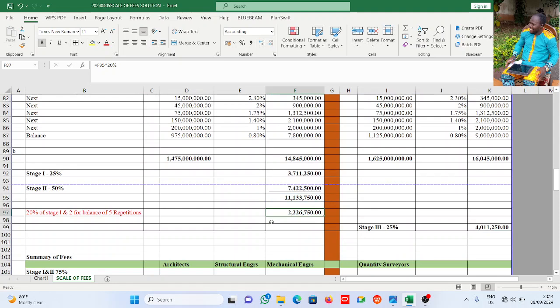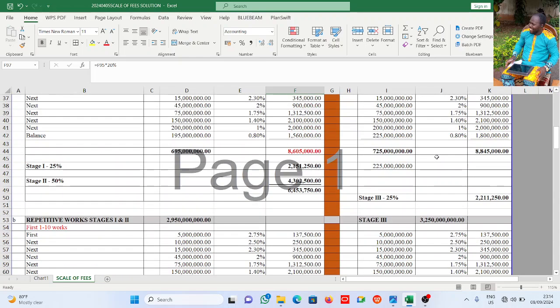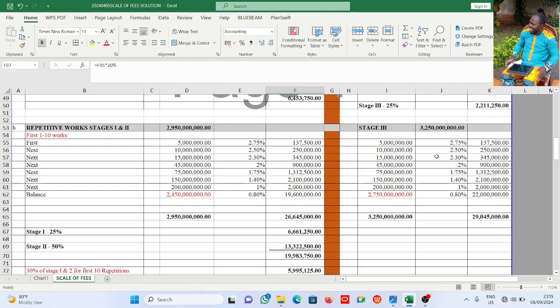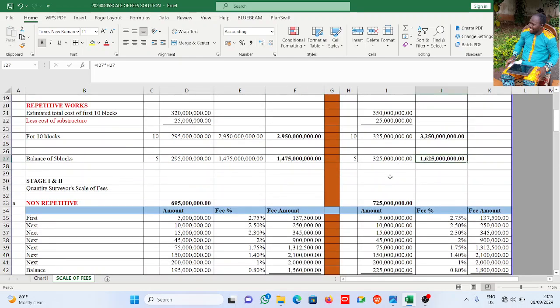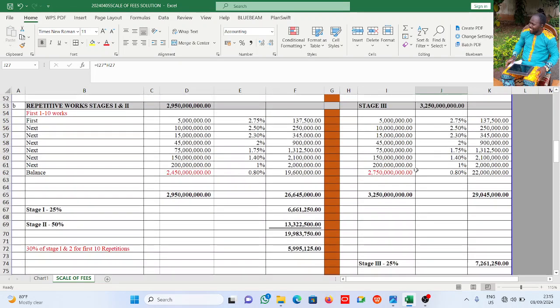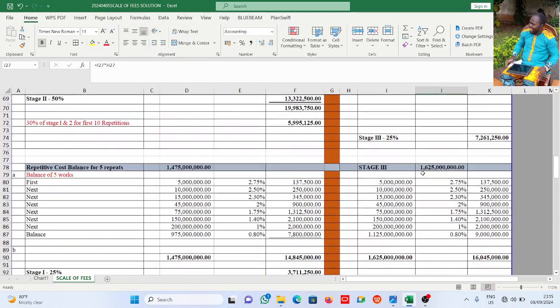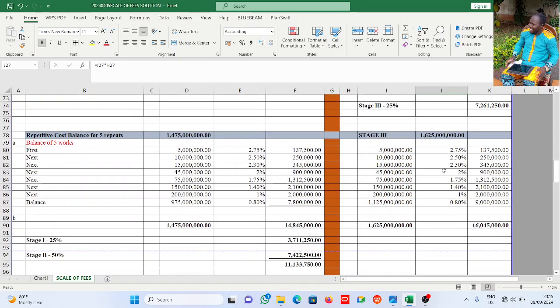2,226,750. The same thing we are going to do for stage 3. Having ascertained what the cost of stage 3 is, this is what we have here. We are down. Okay, should be this: 1,625,000,000. The same thing we did in stage 1, 2, we are doing in stage 3 also, but now in a different form, because some of them are repeated while some of them aren't. Okay, stage balance of 5, good.